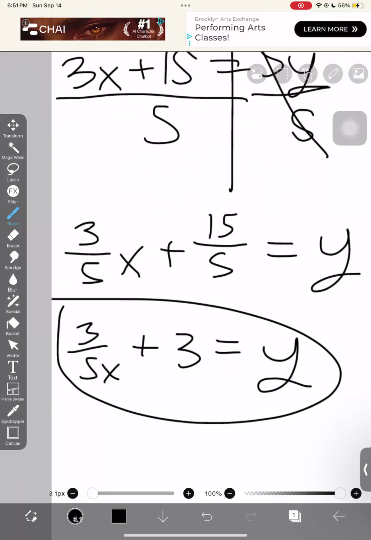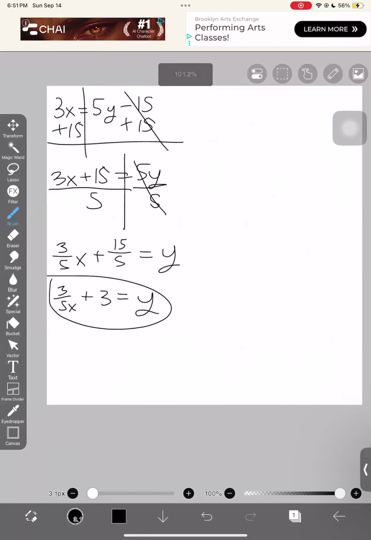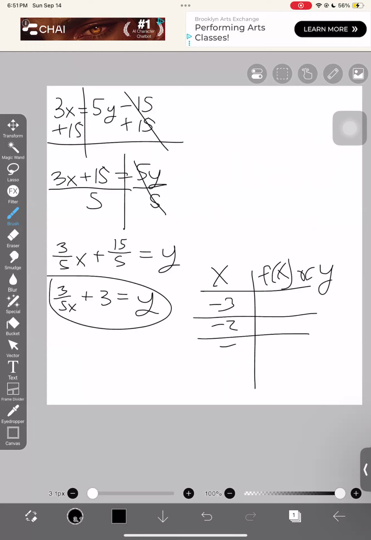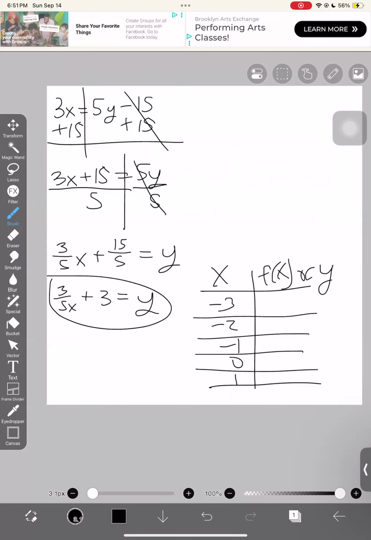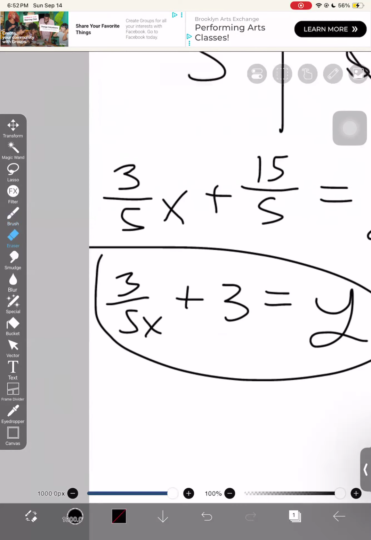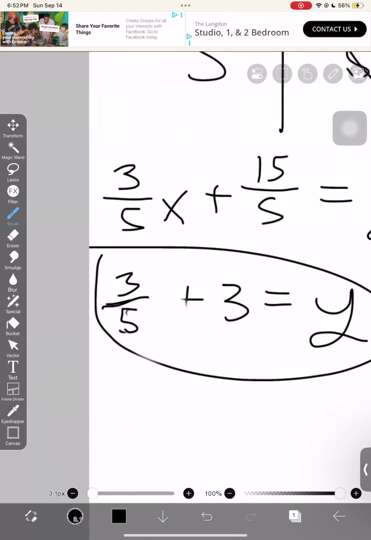And if they ask you to graph this, all we have to do is just create a table, right? X, f of x or y, and so on. And we plug in our values, whatever we get. Oh, one thing I want to say. Right, the x kind of goes right there, right next to it. Okay, so it's 3/5 x plus 3.